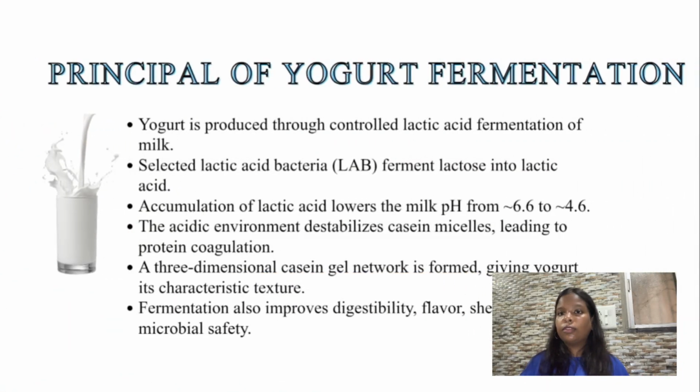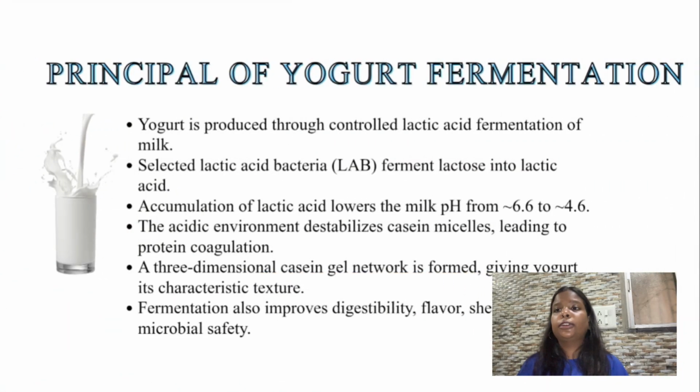Principle of yogurt fermentation. Yogurt is produced through a process known as controlled lactic acid fermentation. Unlike natural fermentation, this process uses carefully selected starter cultures to achieve consistent quality and safety. The bacteria ferment lactose, which is the natural sugar present in milk, and convert it into lactic acid. As lactic acid accumulates, the pH of milk decreases from approximately 6.6 to 4.6.